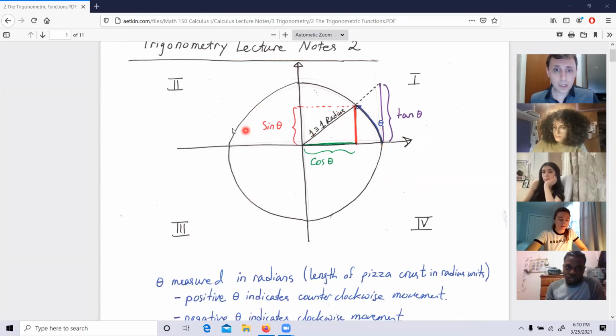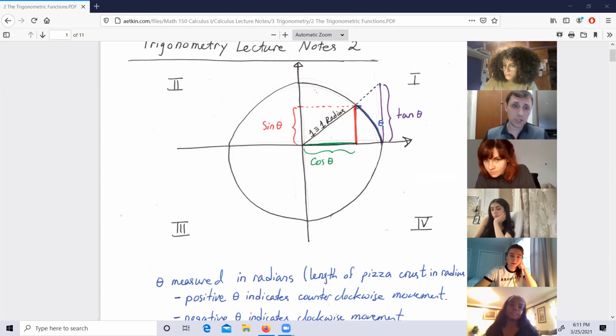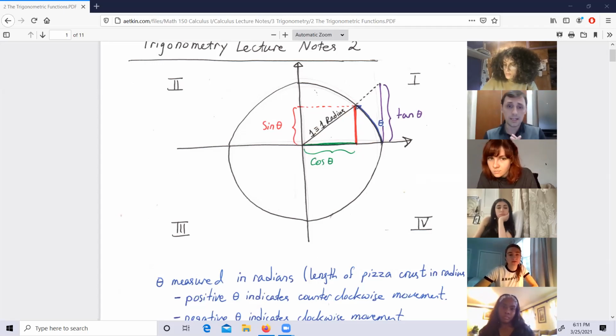So we know that the angle is measured in radians, and that's the length of the arc, right? We measure the length of the arc and how many radius units that fits. If we measure the x and y in radius units, then the green segment is cosine, the red segment is sine. And I hope you remember from last lecture how to find the remaining sides, how to see tangent, how to see cotangent, how to see secant.